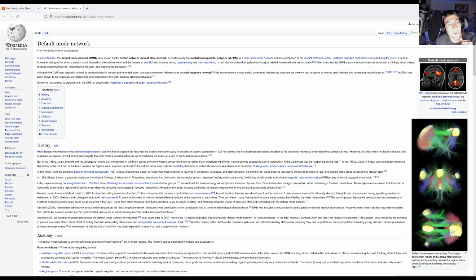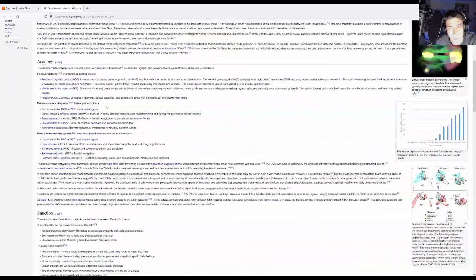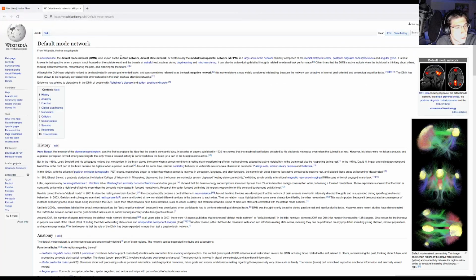It was originally noticed to be deactivating during certain goal-oriented tasks and was sometimes referred to as the task negative network. Evidence has pointed to disruptions in the default mode network of people with Alzheimer's disease and autism spectrum disorder. Interesting. Didn't know about this.